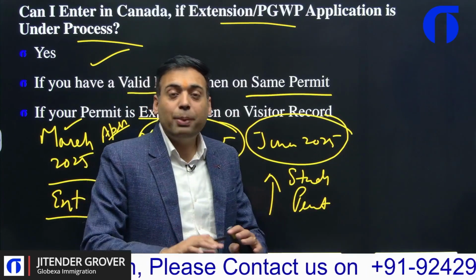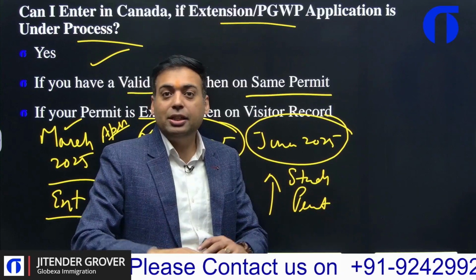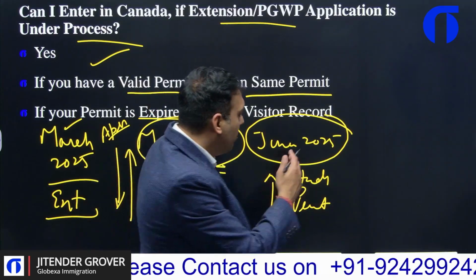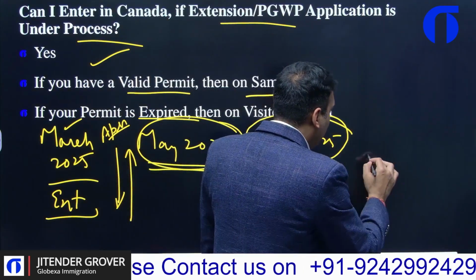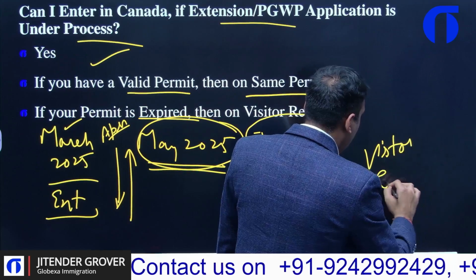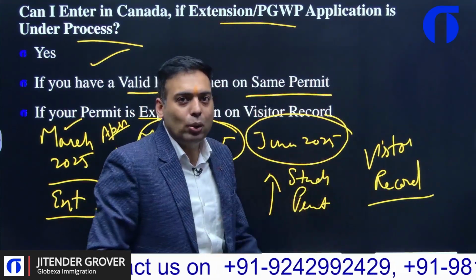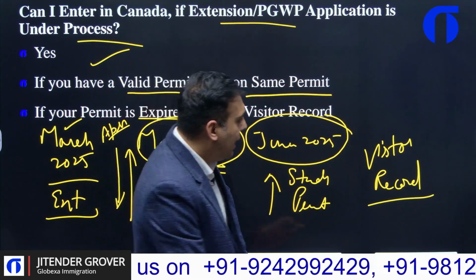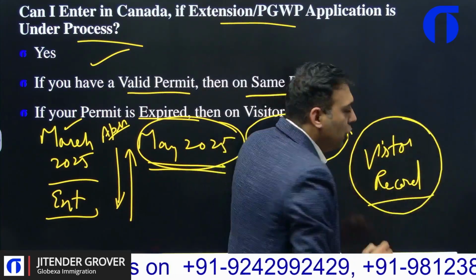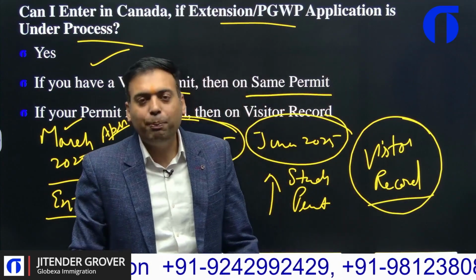But if your study permit extension is not approved at that time, then the border officer will give you a different permit, a visitor record. So you will get a visitor record, and you will be able to enter Canada from the border. After getting your visitor record, you cannot study, and you cannot work part-time.